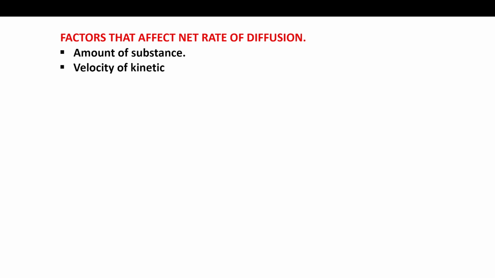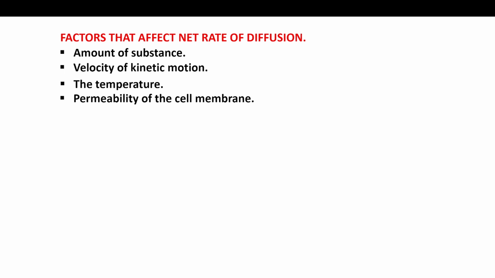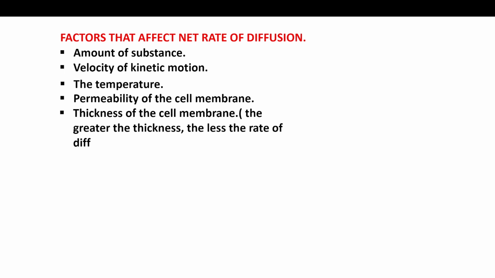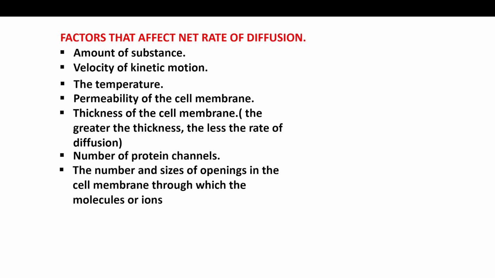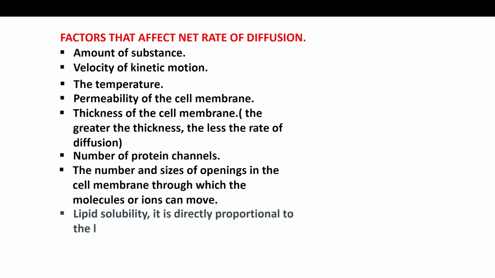Factors that affect the net rate of diffusion: amount of substance, velocity of kinetic motion, temperature, permeability of the cell membrane, and thickness of the cell membrane. The greater the thickness, the less the rate of diffusion. Number of protein channels: the number and sizes of openings in the cell membrane through which molecules or ions can move. Lipid solubility: it is directly proportional to the lipid solubility of the substance, for example O2, N2, CO2.